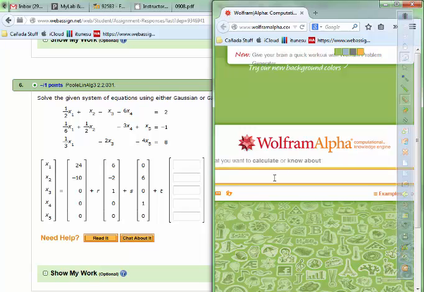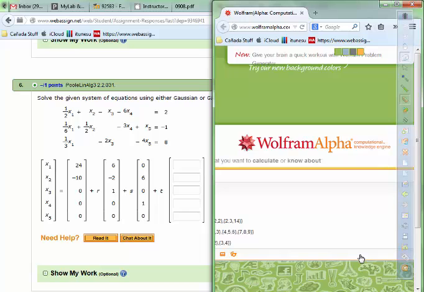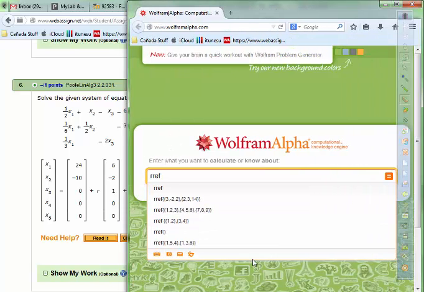Wolfram Alpha is Mathematica. So we'll play the reduced row echelon form, also known as RREF, in Wolfram Alpha.